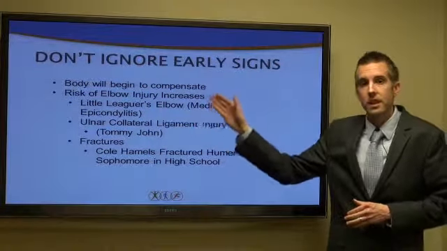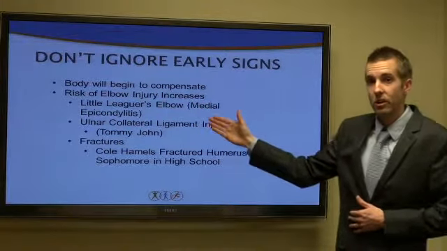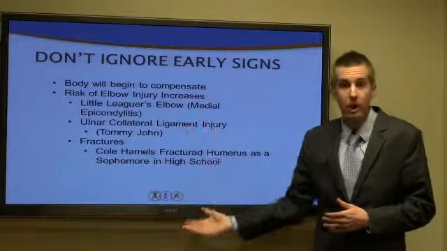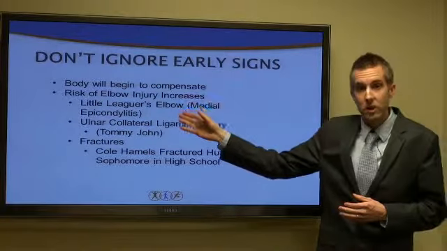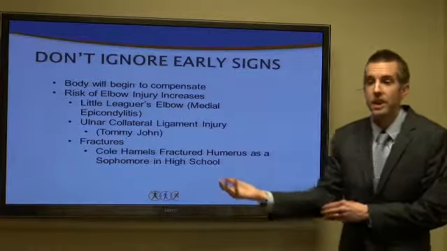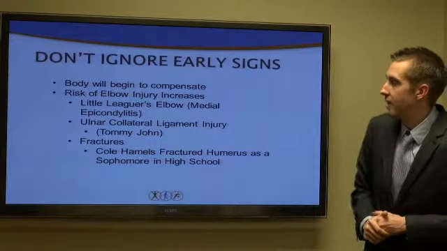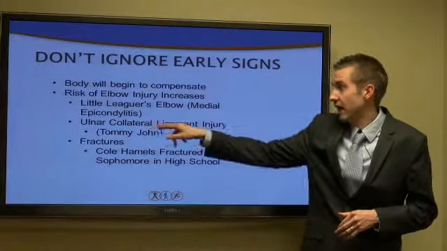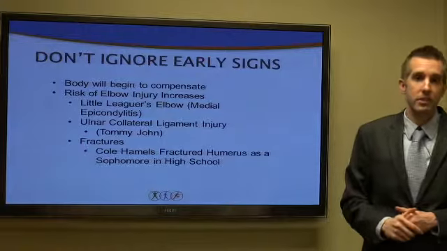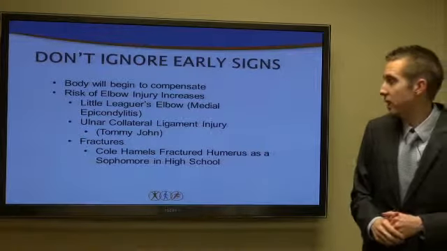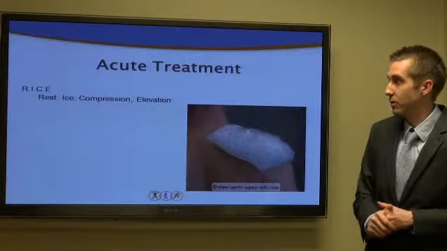What will happen is the shoulder will now be injured, but then you're also going to apply additional stress to your elbow or to other body parts. The most common is little leaguer's elbow, medial epicondylitis. It's inflammation there on the inner aspect of the elbow. Tommy John surgery is a tear of that ulnar collateral ligament injury. And for those of you who may not be aware, Cole Hamels actually fractured his growth plate as a sophomore in high school while throwing. And I can almost guarantee there were some early signs and symptoms that he ignored to play.